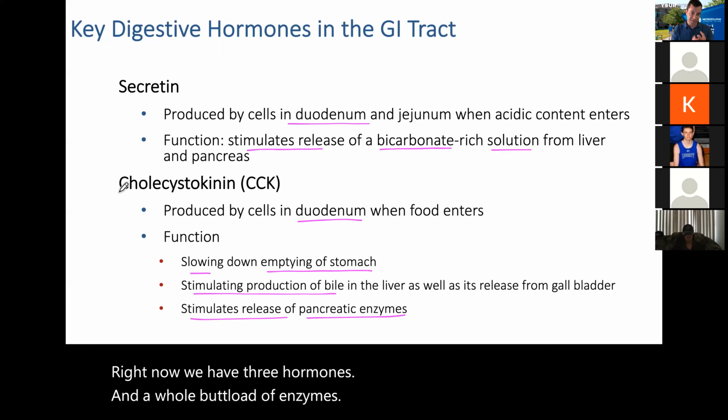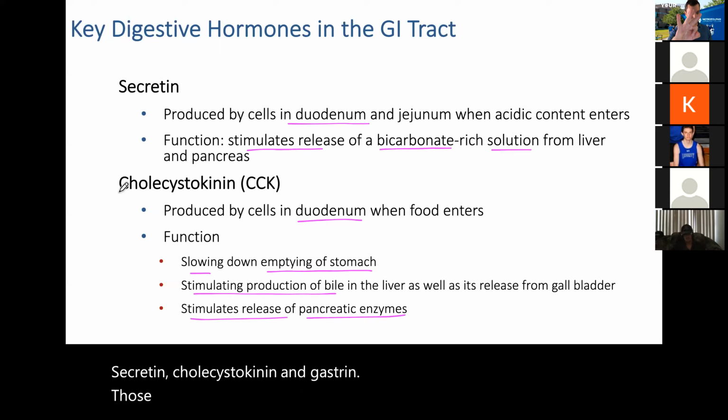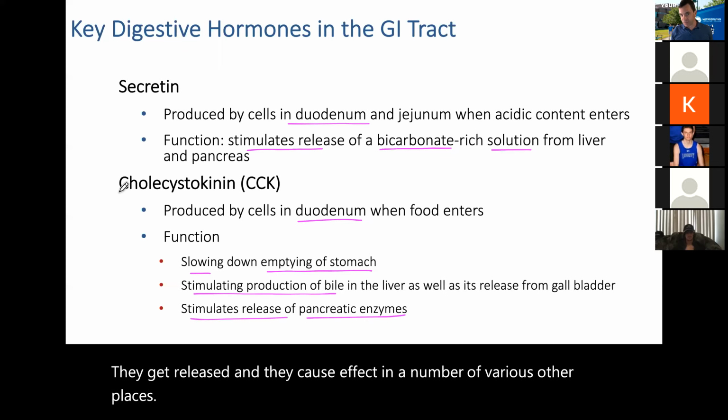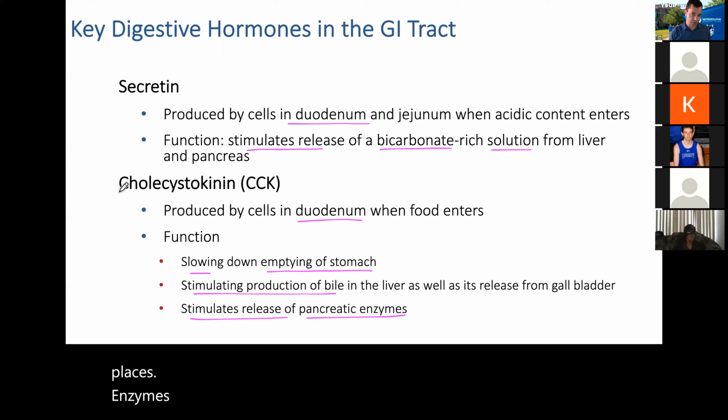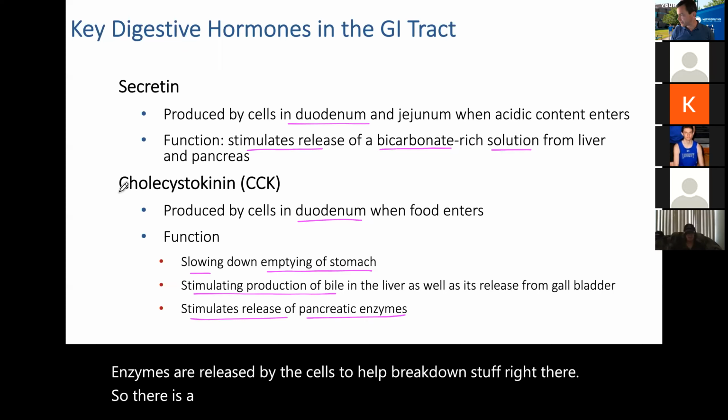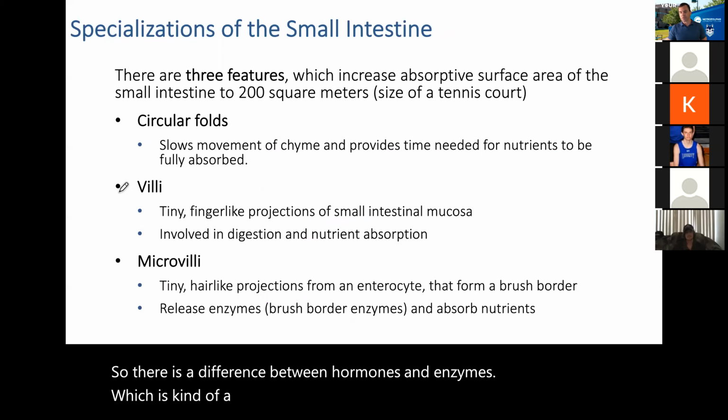Secretin, cholecystokinin, and gastrin. Those are hormones. Okay, those are hormones. They get released and they cause effects in a number of various other places. Enzymes are not hormones. Okay, enzymes are released by the cells to help break down stuff right there. So there is a difference between hormones and enzymes, which is kind of a hint.